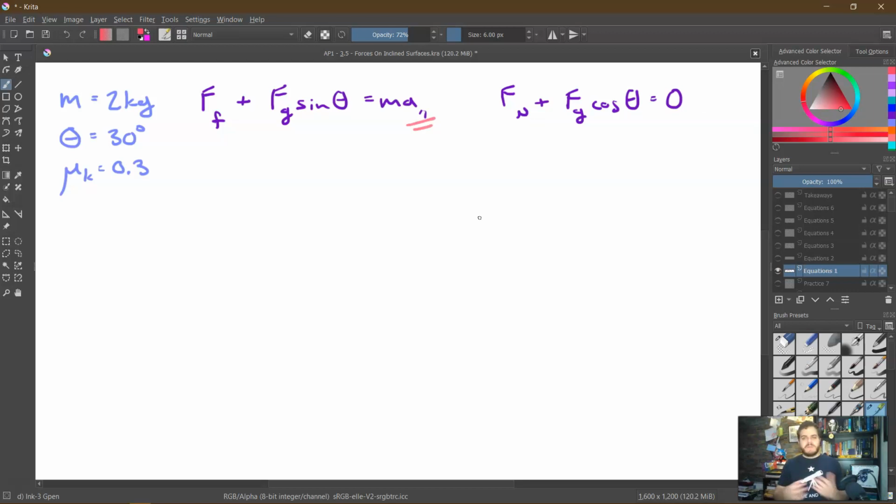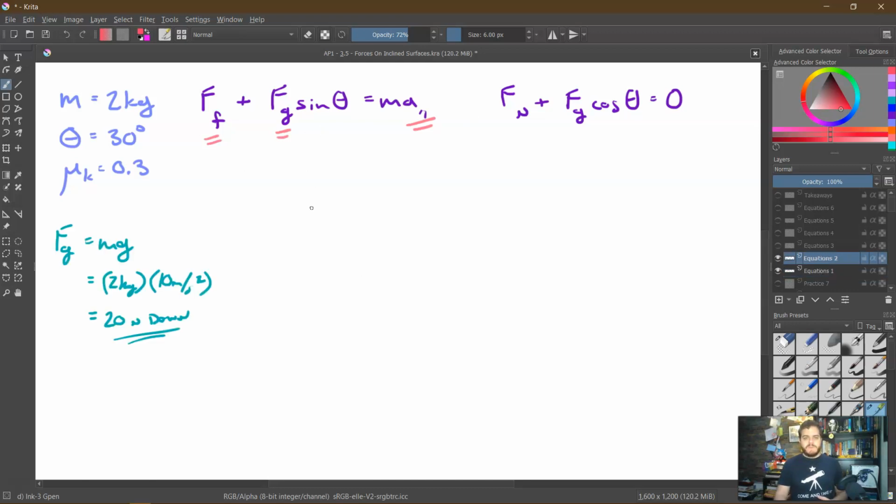Well, to find that, we need to start figuring out some other pieces. To be able to do that, I need to know what Fg is, and I need to know what Ff is. To find Fg, we just multiply the mass times g, so 2 kilograms times 10 meters per second squared will be 20 newtons straight downward.